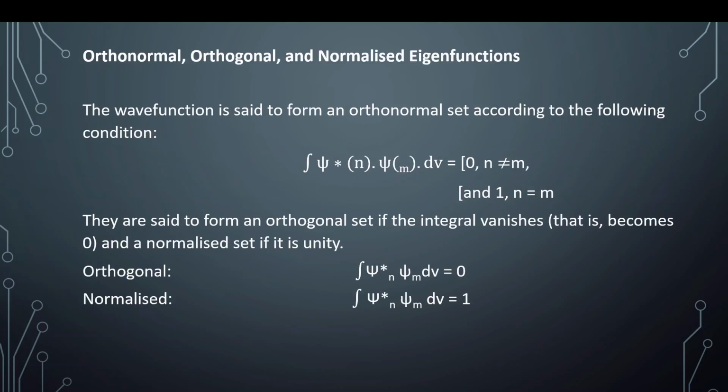Orthonormal, orthogonal, and normalized eigenfunctions. The wave functions are said to form an orthonormal set according to the following condition: integral psi star n psi m dv equal to 0 where n is not equal to m, or 1 where n is equal to m. They are said to form an orthogonal set if the integral vanishes, that becomes 0, and a normalized set if it is unity. Orthogonal: integral psi star n psi m dv equal to 0. Normalized: integral psi star n psi m dv equal to 1.